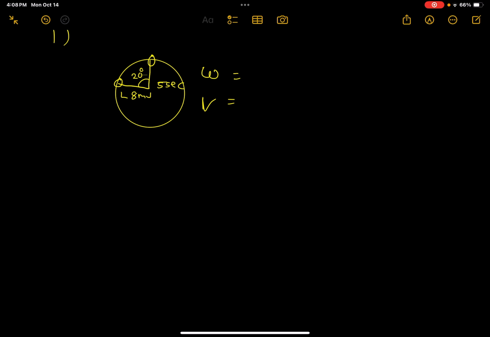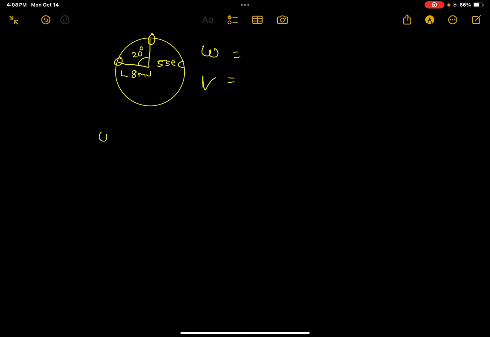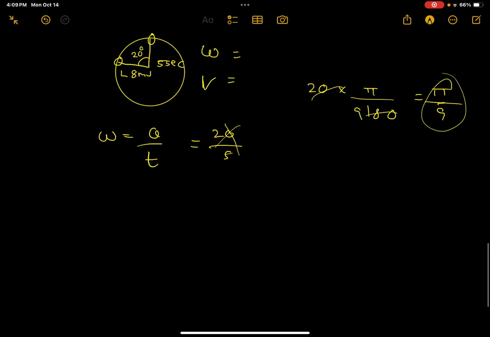Right, so we know that omega is equal to theta upon t. So omega is equal to 20 upon 5, right? But no, that's wrong, because this 20 degrees is actually not in radians. So you have to convert it into radians, and this is equal to pi by 9. So pi by 9 divided by 5, so times 1 by 5, is equal to pi by 45. So this is radians per second.